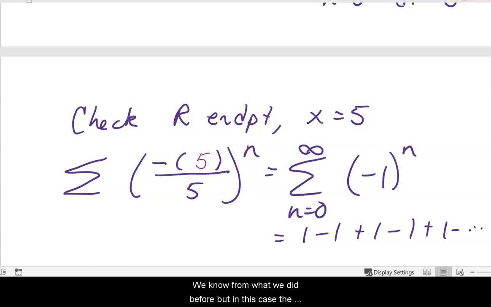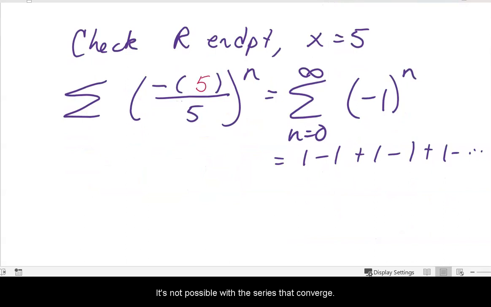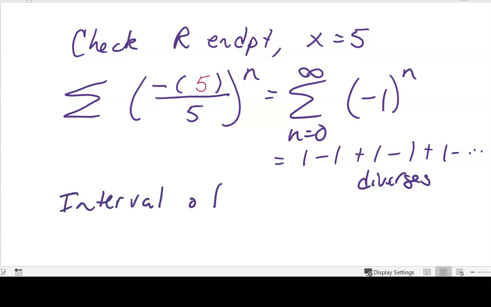We know from what we did before that in this case, the sequence consisting of 1, negative 1, 1, negative 1 does not go to 0, since the even terms go to 1 and the odd terms go to negative 1, and they don't agree. Because they don't agree, the divergence test tells us, since the sequence doesn't go to 0, it's not possible for the series to converge. In this case, then, we can also conclude that it diverges at that endpoint. Therefore, my interval of convergence, or I, is going to be written from negative 5 to 5, open on both ends.